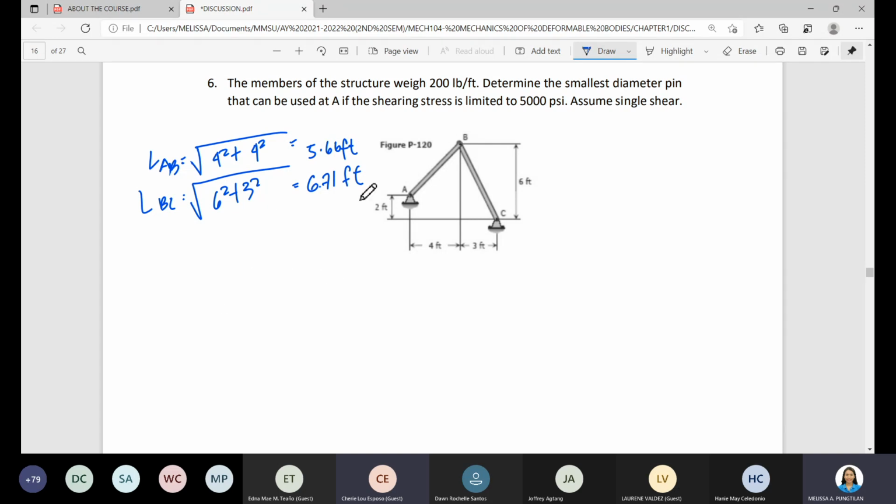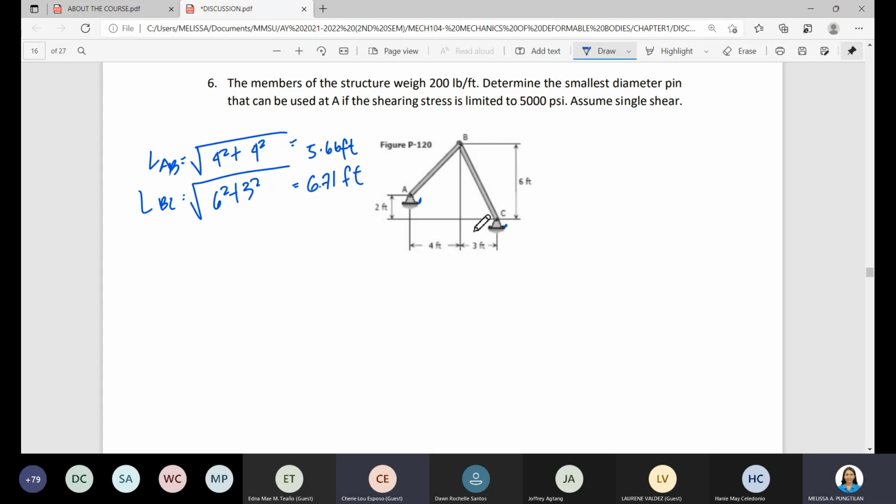So ang gagawin natin dito is to solve for the reactions at B first bago natin makuha yung reactions ng A and C. Kasi kung mapapansin nyo, this one is hinge. Also with this one, hinge. So this is an indeterminate structure.